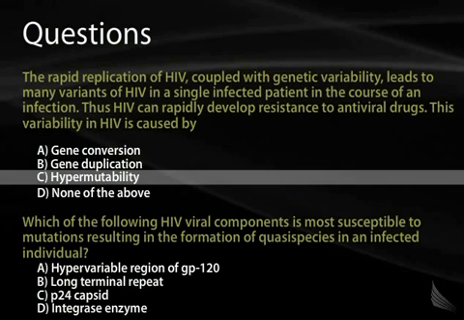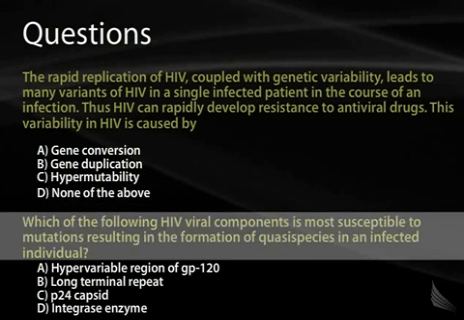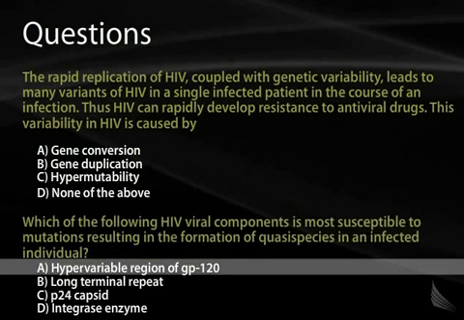It's hypermutability or hypervariability. Which of the following HIV viral components is most susceptible to mutations, resulting in the formation of quasi-species in an infected individual? A. The hypervariable region of GP120. That's what it is. That's the thing that causes the most difference in the HIV quasi-species.